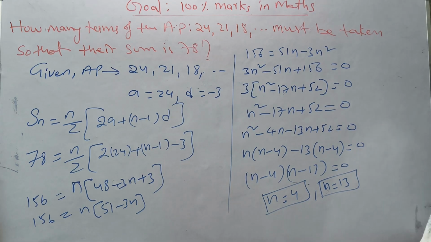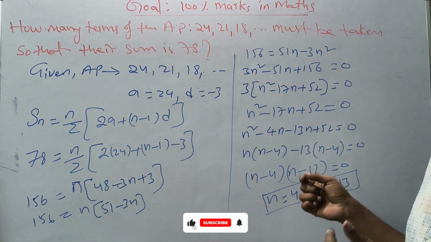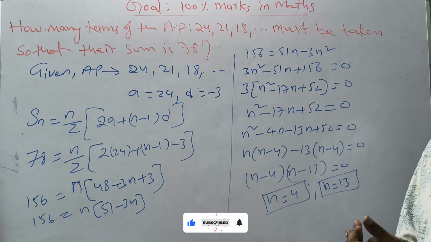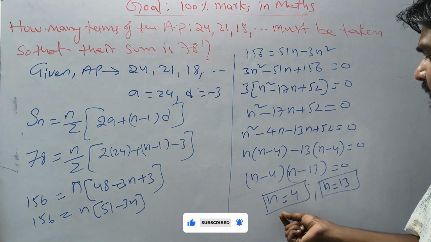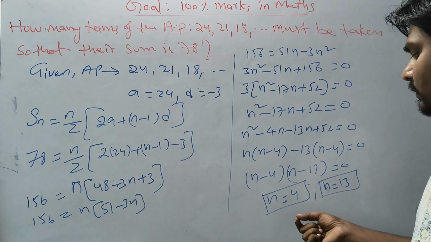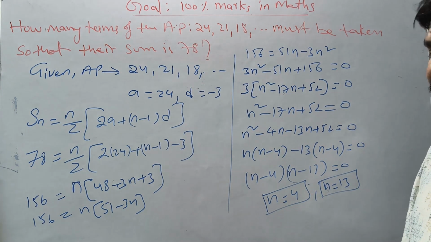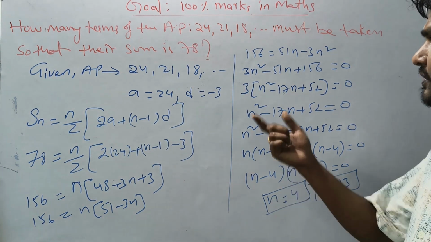Here actually we know that the n value should not be negative. Why? Because all these terms should be natural numbers, positive, non-negative. But here both are non-negative only. Then is it possible? Yes, let me check here.